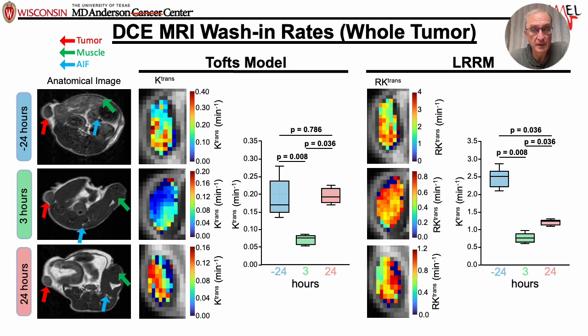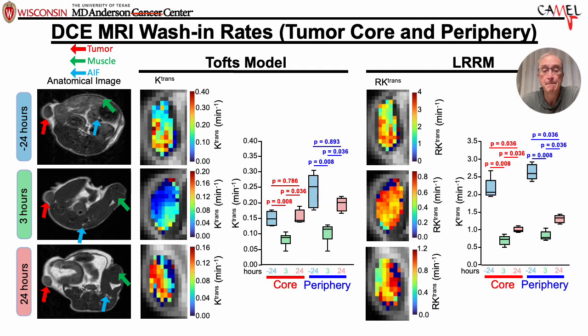Importantly, the T1 data showed that there was still an effect in the tumor at 24 hours, but the vascular perfusion had recovered, as shown by this data. Now, the same result is shown in the tumor core and the tumor periphery. I won't dwell on this.